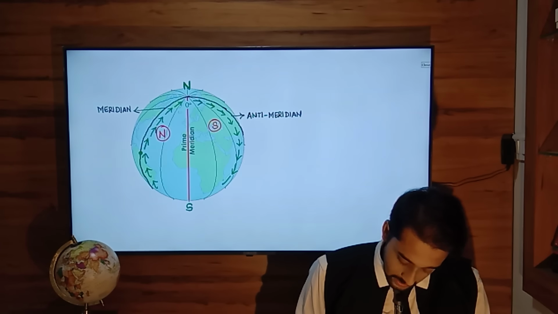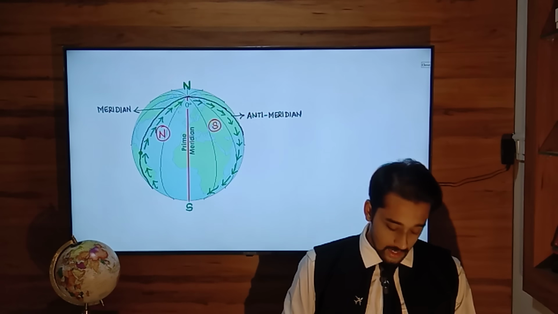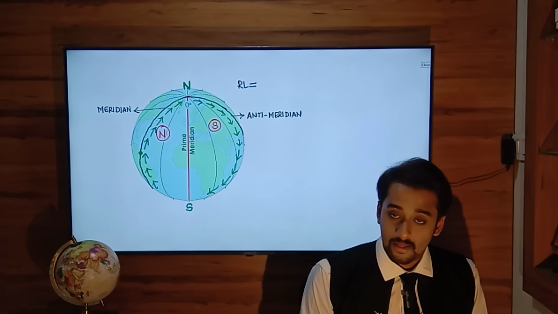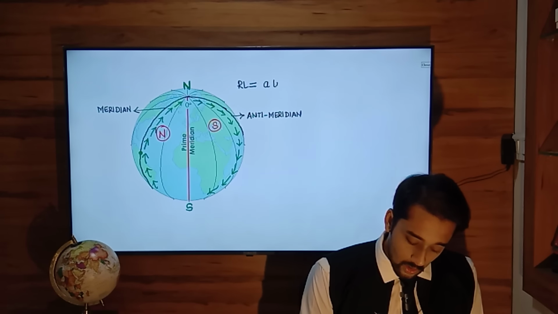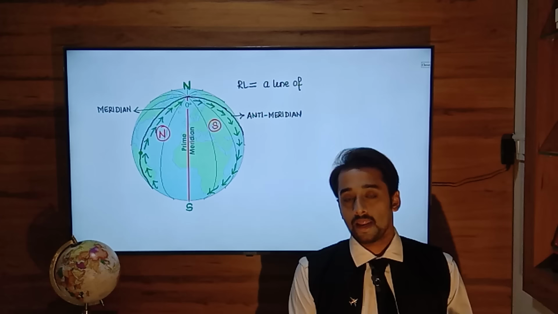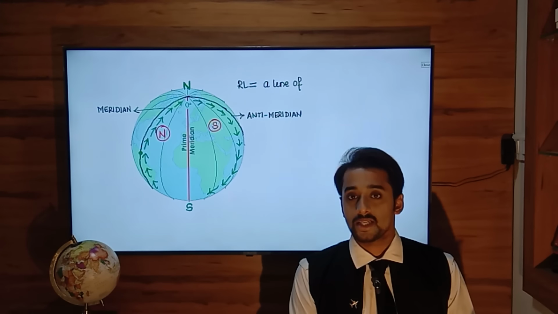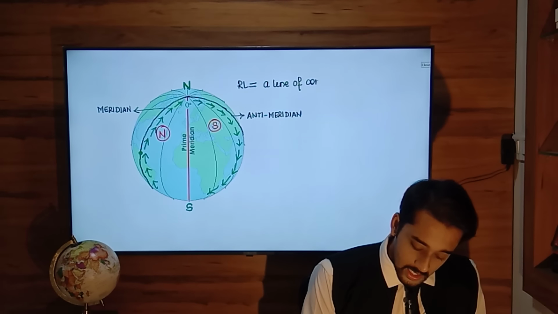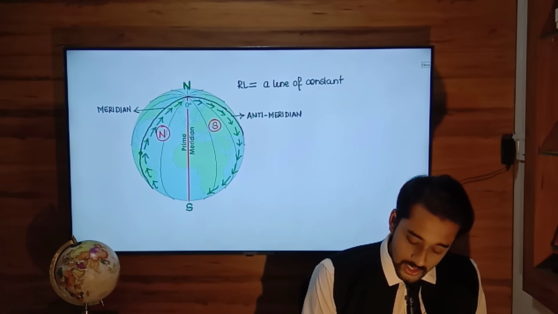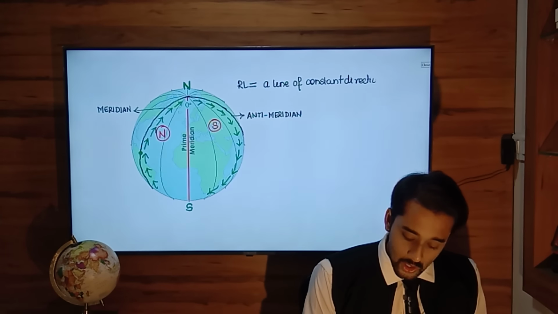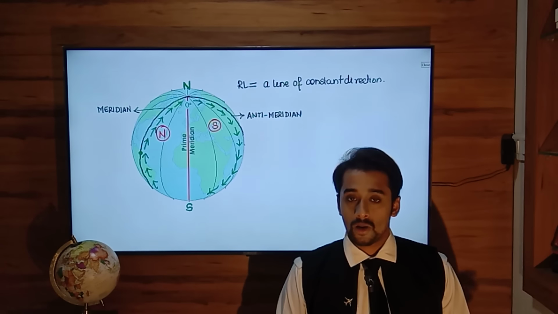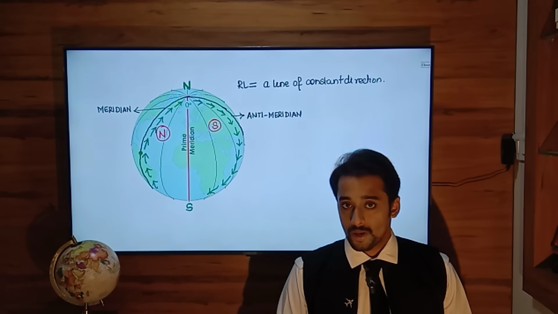Now, what is the definition of a rhumb line? A rhumb line is a line of constant direction. Any meridian, or any flight path which has a constant direction, will be called a rhumb line. So your flight direction should have a constant direction. It should not change its direction from north, then 30 degrees, then 60 degrees. It should have the same direction along its flight path.